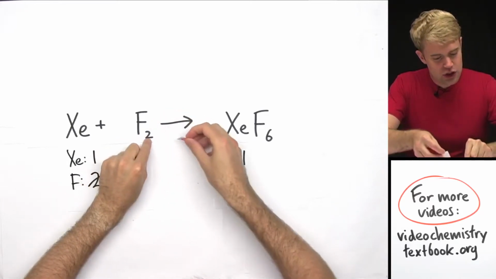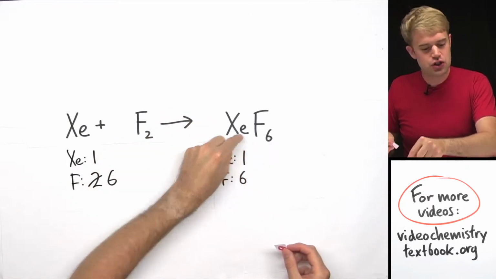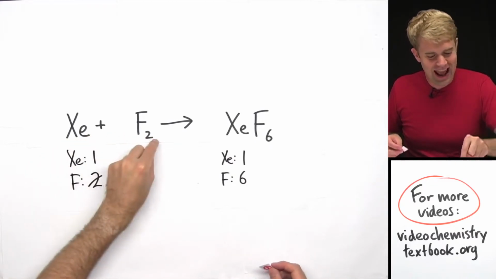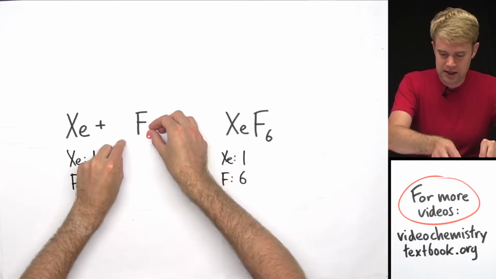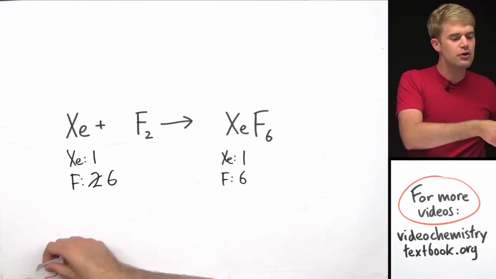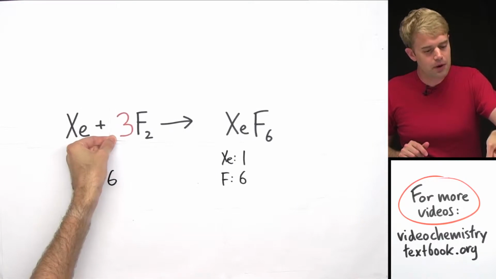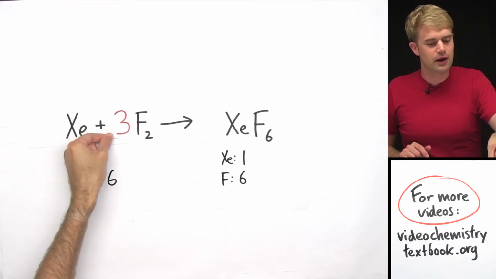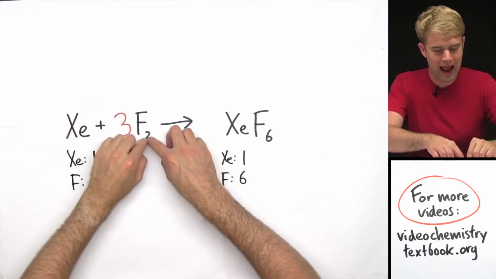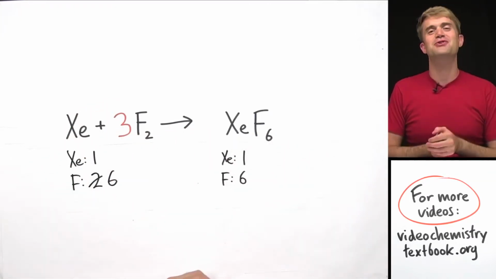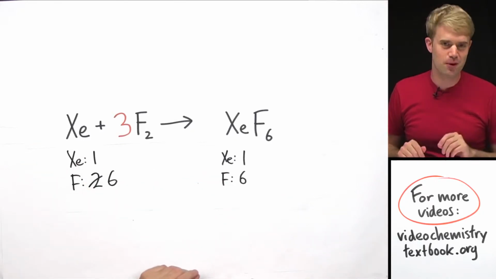You can't change these subscripts here. You can't change them, you can't add them. So you can't change this to a 6, you can't put a 6 here or anything like that. The only thing you can do is you can put numbers in front of the elements or compounds, okay? But you can't change or add the subscripts. Okay, so that's how you balance an equation. Let's do a whole bunch more practice.